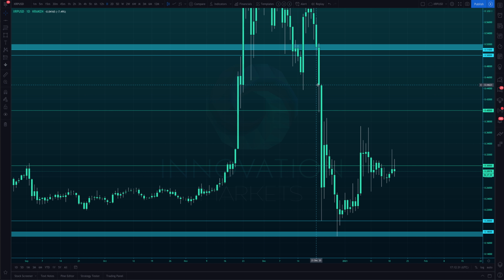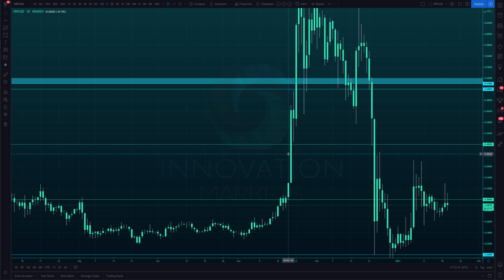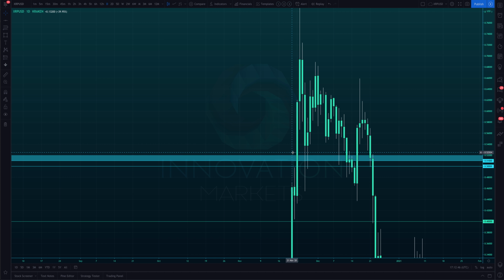As we can see here as well, we rejected, but then we broke through. That now invalidates the level. And once this level was broken, it went straight down to 30 cents. When that level was broken, it went down to 20 cents. When this level was broken, straight to another 10 cents higher. When that level was broken, 10 cents higher.